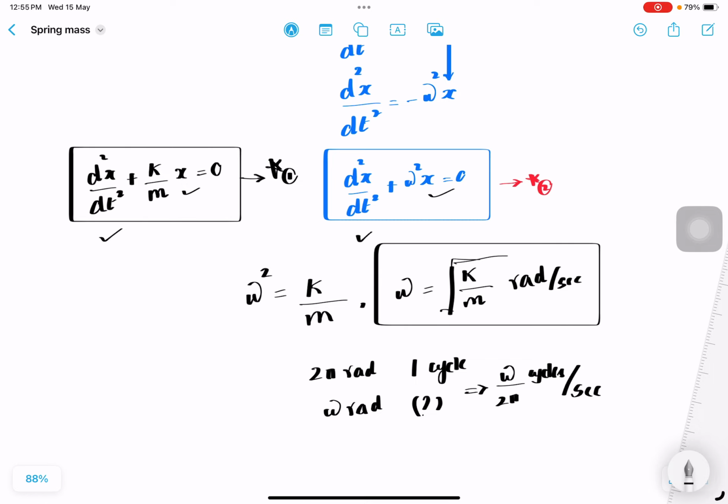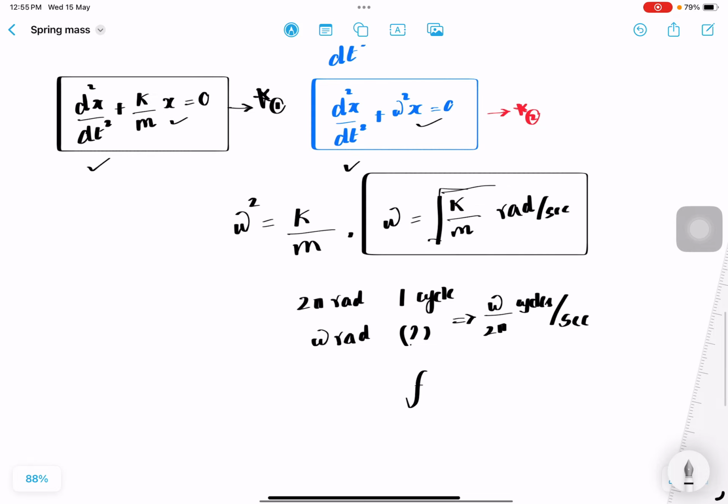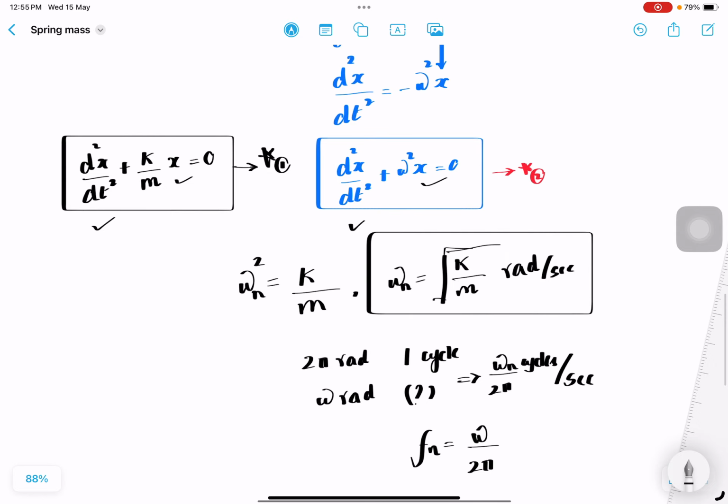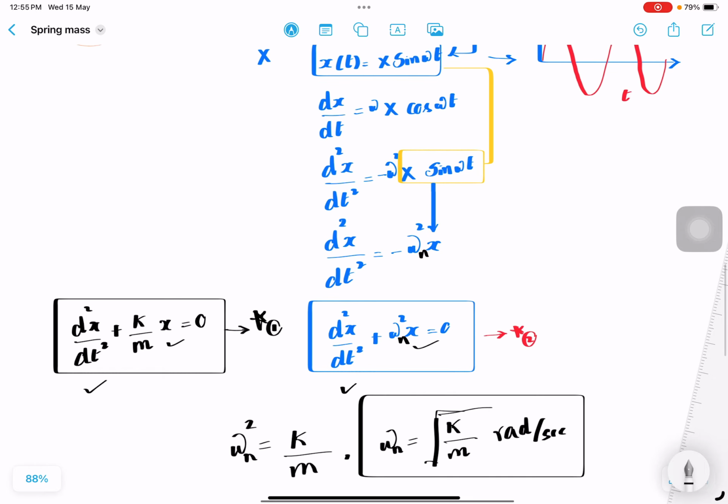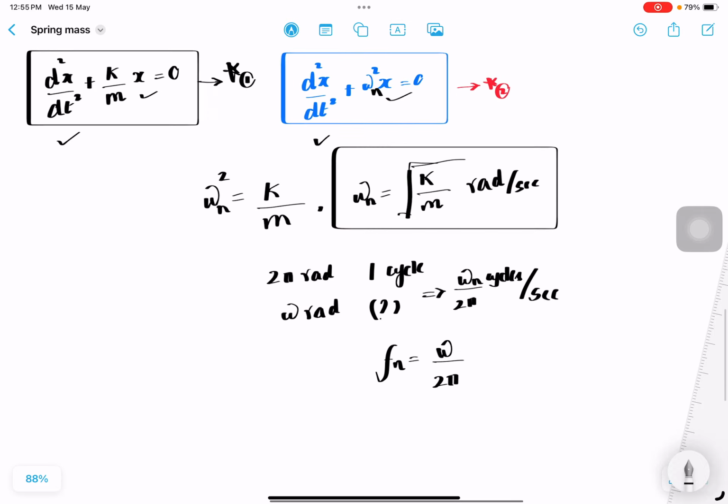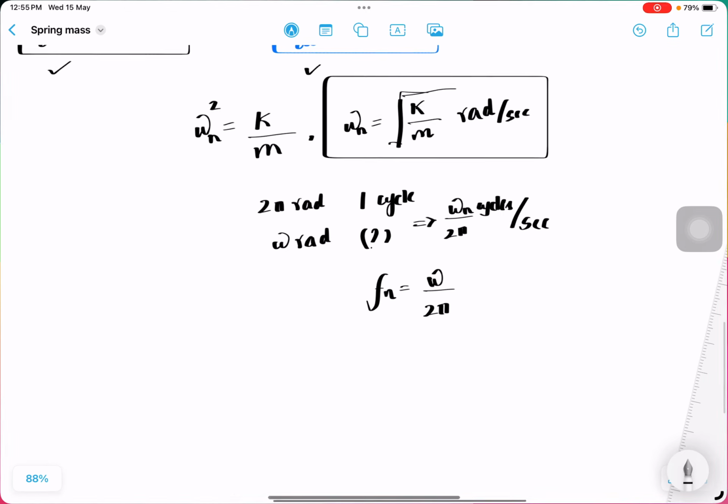And this gives us a more general expression for natural frequency. Fn is equal to omega by 2 pi, omega n by 2 pi to be very precise, because this is natural frequency. It's a good habit to add the suffix n here because it is the natural frequency. We will always add the suffix n. Okay, fine. This is the expression for natural frequency.